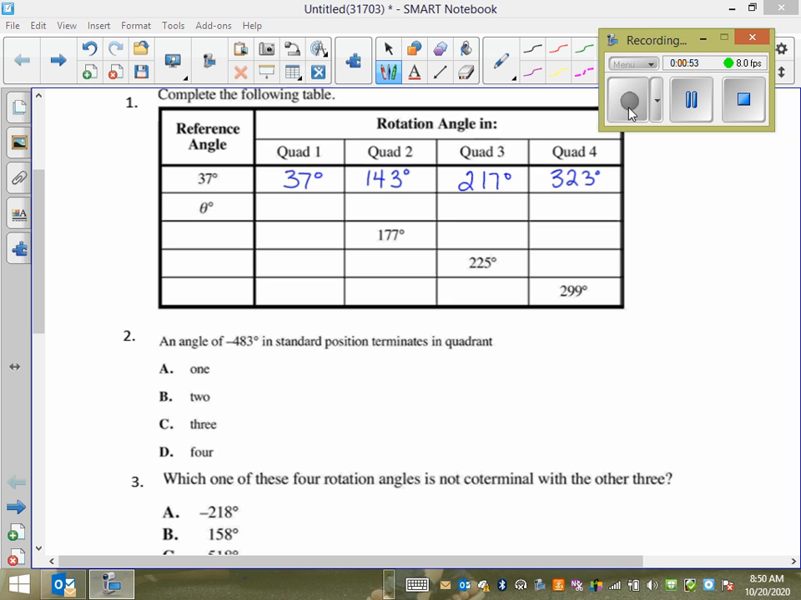I'm going way too slow. I can't do it. Okay, quadrant 1. There we go. I feel better. I'm in my own zone again.